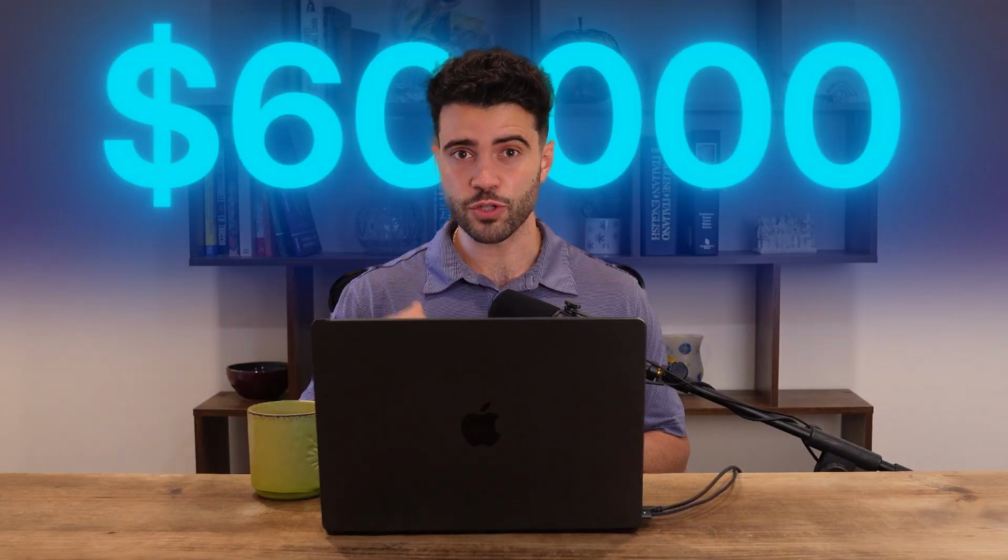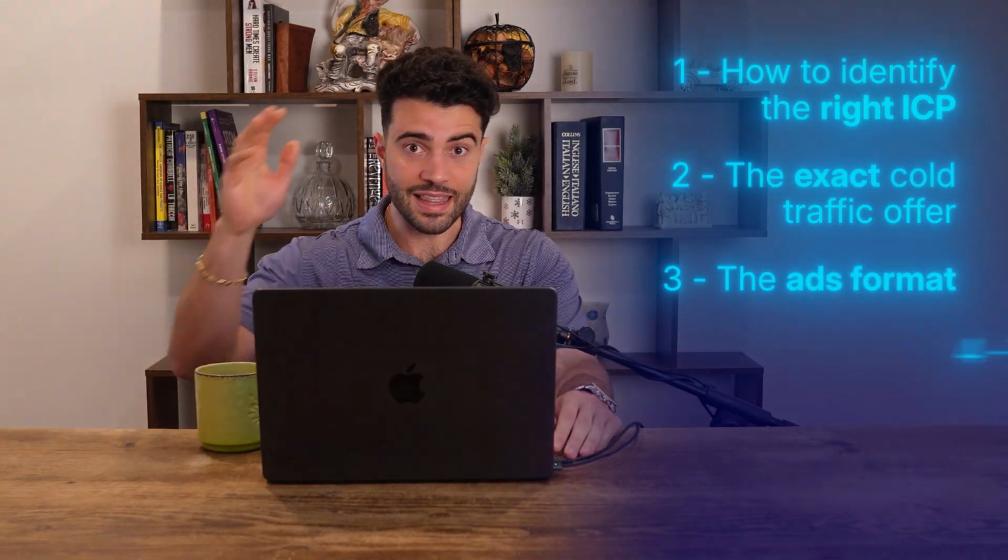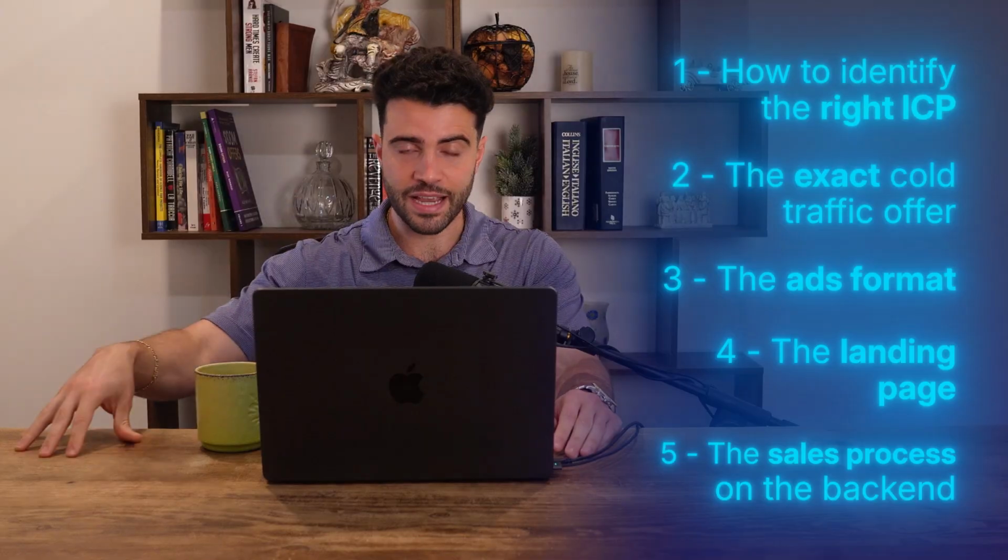We took a B2B financial software company and turned $3,300 in ad spend into $60,000 in total revenue. That's an 18x ROI. And in this video, I'm going to walk you through exactly how we did it, step by step. We're going to cover how we identified the right ICP, the exact cold traffic offer we built, the ad formats we used across both the static and video ads, the landing page, and the sales process on the back end. So you're going to get every piece of the system that actually made this work.